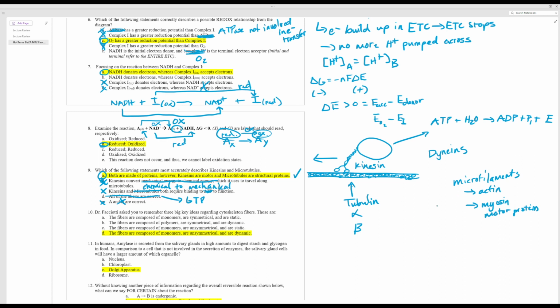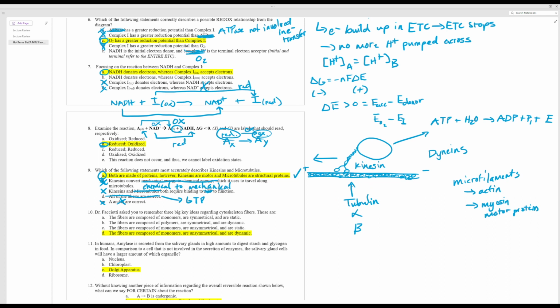They're unsymmetrical. Remember how he showed in lecture that they have polarity. You have a positive end of the microtubule and a negative end of the microtubule. Actually, I think it should be the other way. Yes. We have the positive end and the negative end of the microtubule, right? So there's a polarity. It has to do with what face of the protein is showing out.